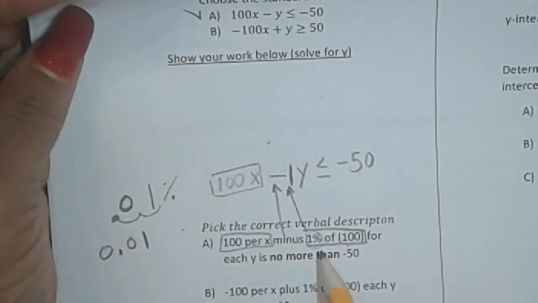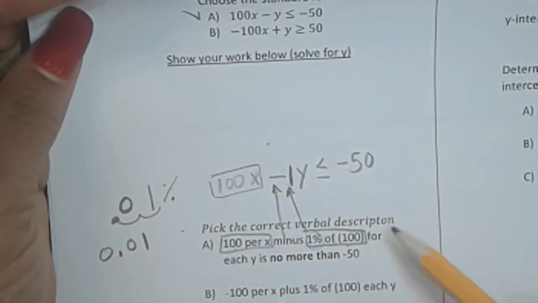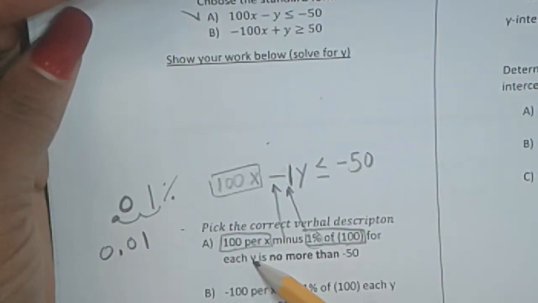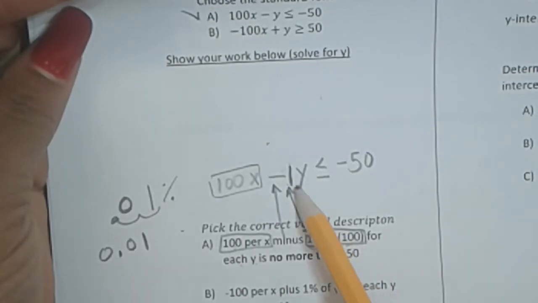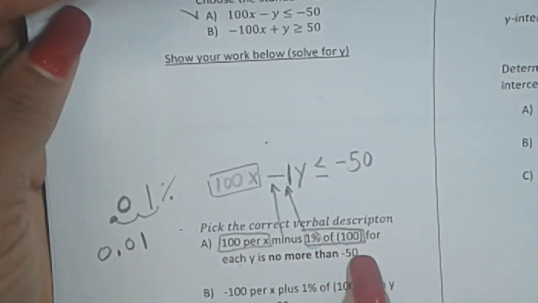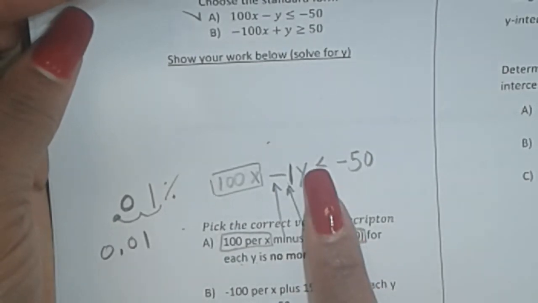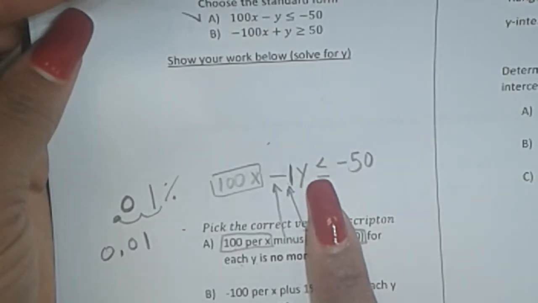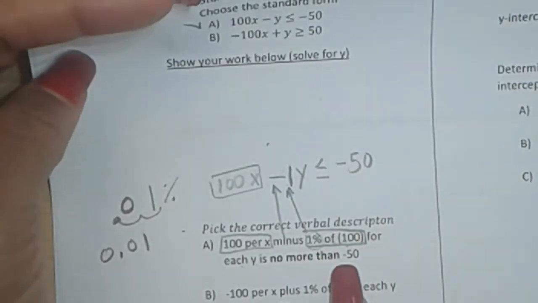So what did I do? I took 1% of this number over here. And what did I do? I did that for each y. So each means put the letter next to whatever this is. It must be what? No more than. That means don't go above me, be less than. And you can be whatever it is that I am. So less than or equal to. Then put the negative 50. Ta-da! And you got it.